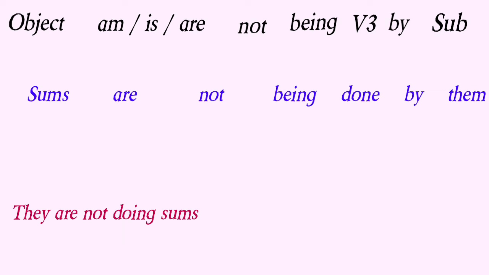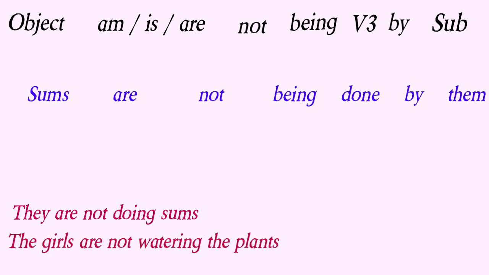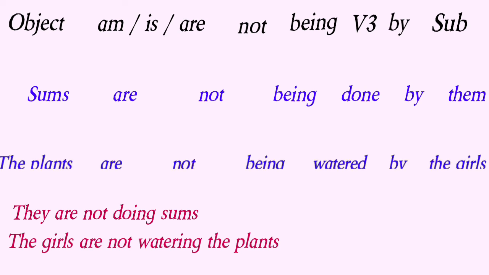Now fourth example. The girls are not watering the plants. So in the passive voice this will be, the plants are not being watered by the girls. So in the object we are placing the plants. In the am, is, are we are placing are because plants are in plural number. Then after that we are placing not. Then in the being we are placing being. In the third form of the verb we are placing watered. Then after that by. And in the subject we are placing the girls.